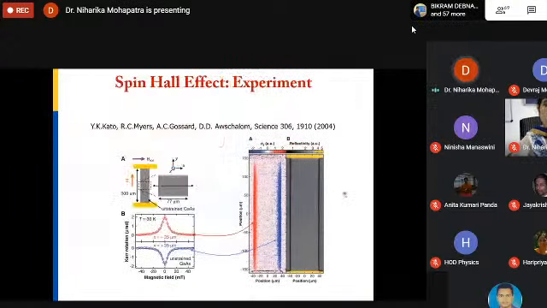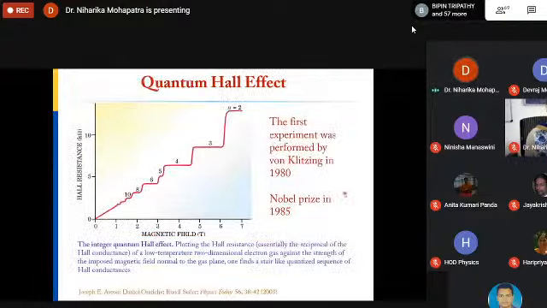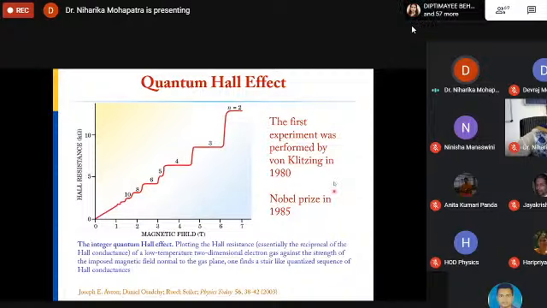So the next one, I'll introduce you to the quantum Hall effect, which actually revolutionized the concept of the Hall effect. The first quantum Hall experiment was performed by Klitzing. He was working on a silicon MOSFET, and tried to find out the Hall voltage across a two-dimensional sheet. So he designed it in terms of a MOSFET, and he considered a two-dimensional electron gas over there.